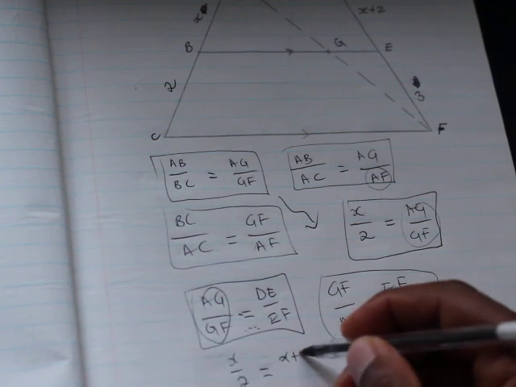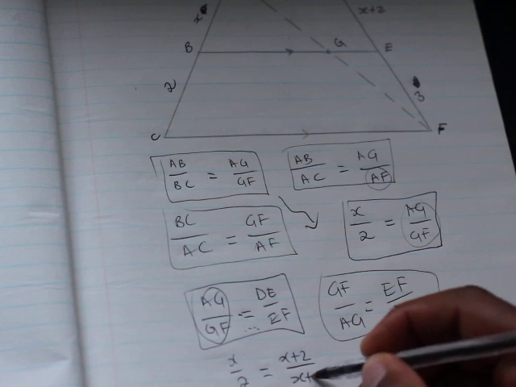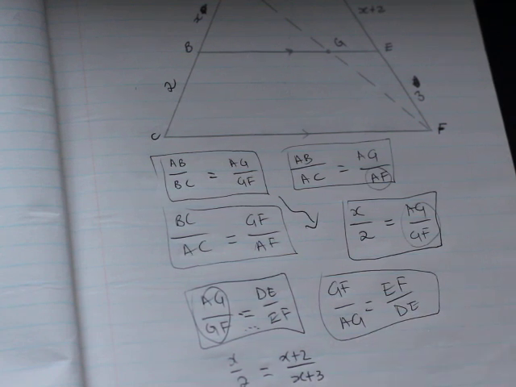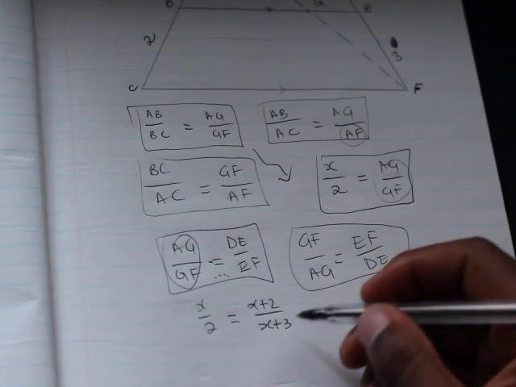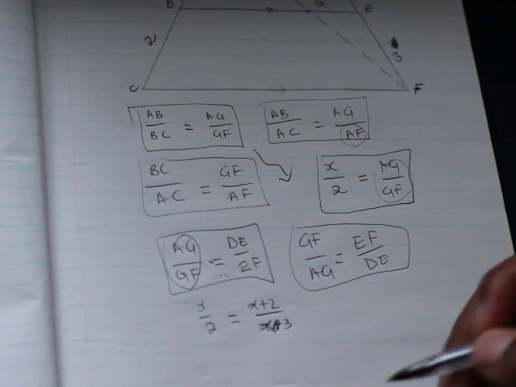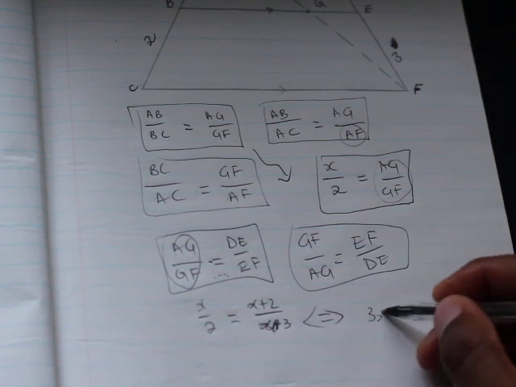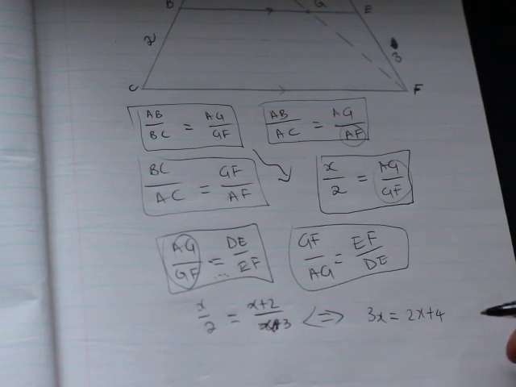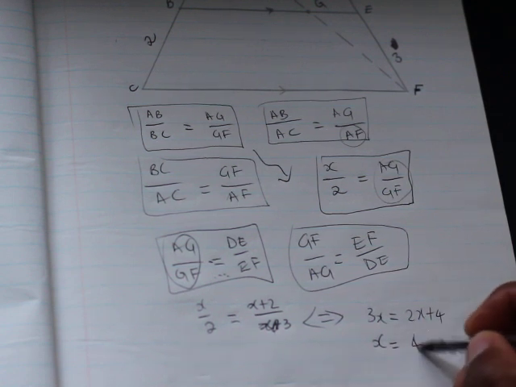So X plus 2 divided by 3, sorry, divided by 3. So we can do a cross multiplication as well for X. So 3X is going to be equal to 2X plus 4, and X is just 4 units.